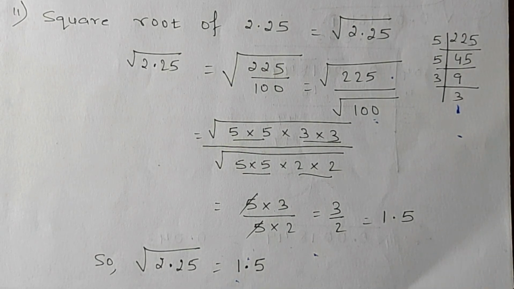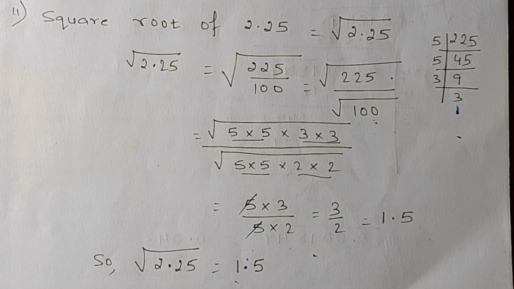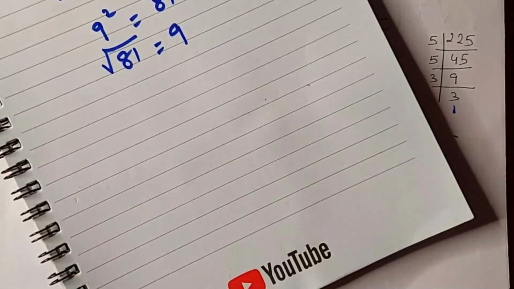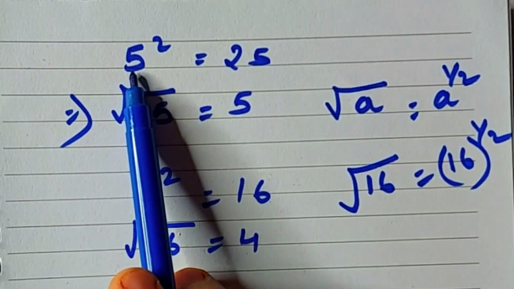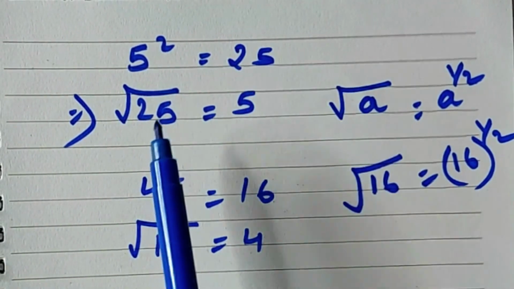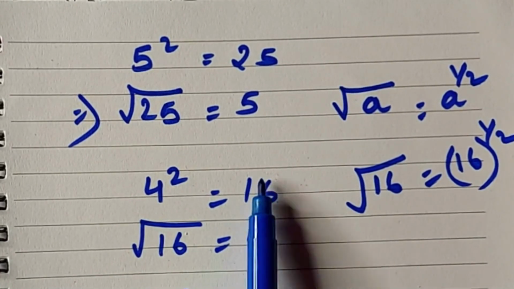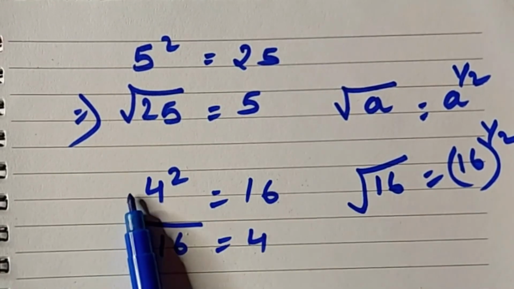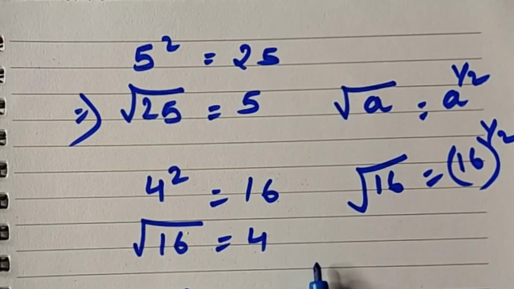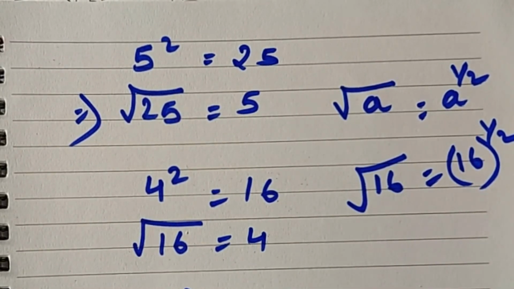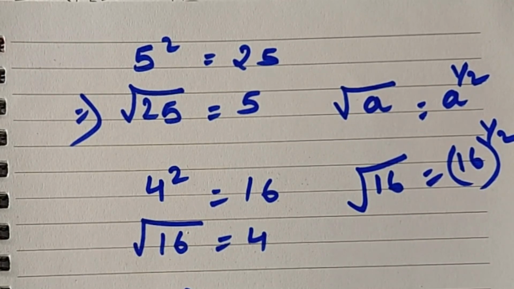Okay friends. These are the questions we discussed on square root. Once again, a very simple thing you must understand to get a clear concept of square root. If 5 square is 25, then square root of 25 is 5. If 4 square is 16, then square root of 16 is 4. If 9 square is 81, then square root of 81 is 9. This is a simple concept. If you understand it, you can find the square root of any number, any fraction, any decimal.